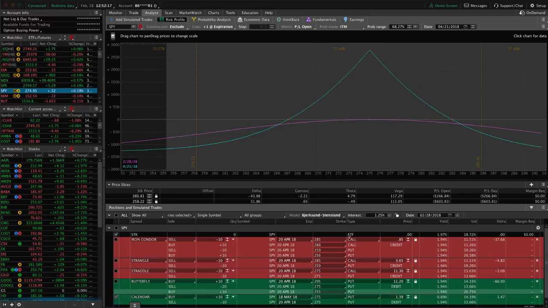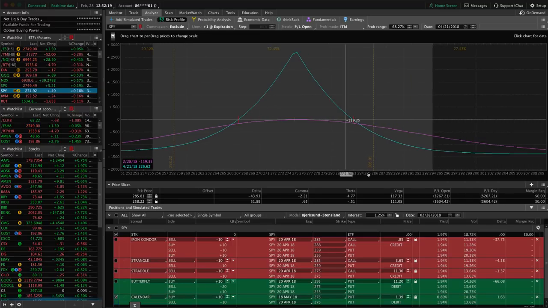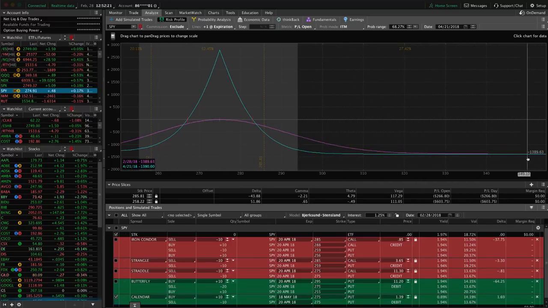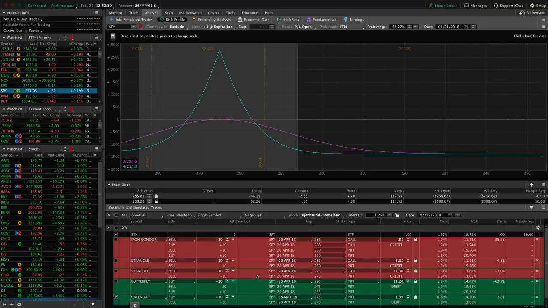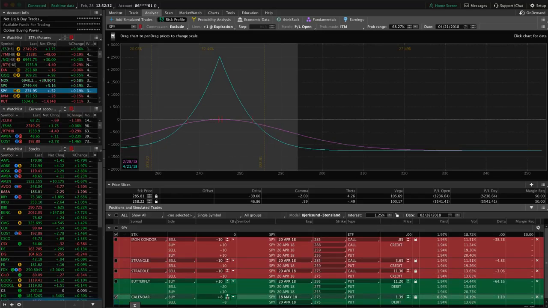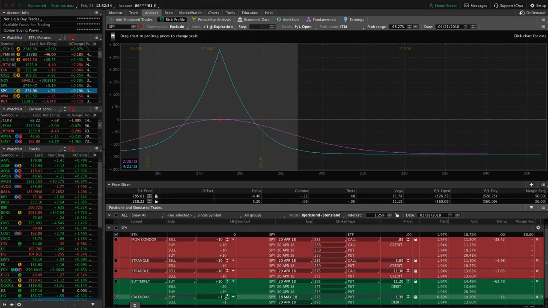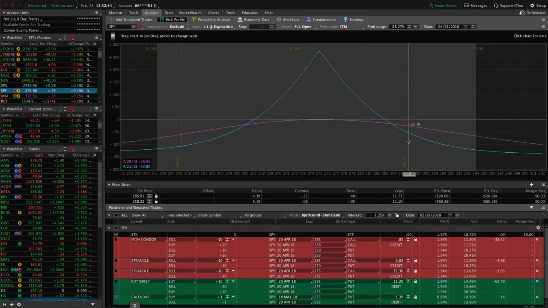So if we click on the calendar, here's what that looks like. As you can see, the risk is defined, so you can't lose any more than what you put it on for. You know, we're looking at 10 contracts, so our max loss is $1,390. Obviously, if we kick this down to one contract on any of these, it's going to be a tenth of what we're looking at here. So your max risk would be $139. You know, so you can do these in any size account, and then we can set our probability of profit.